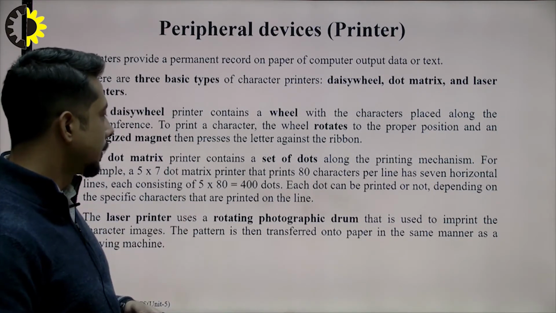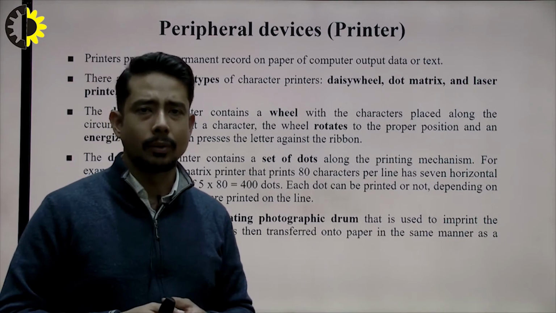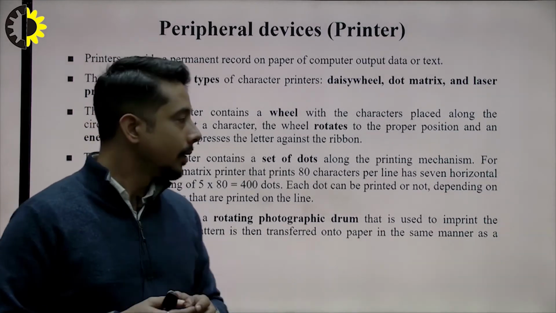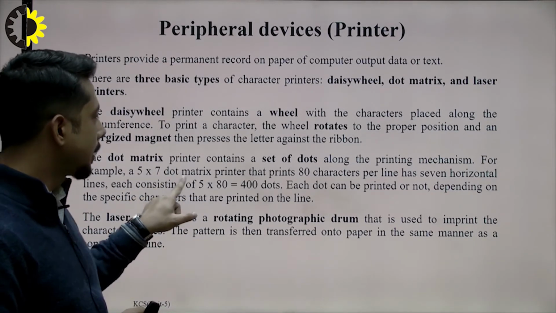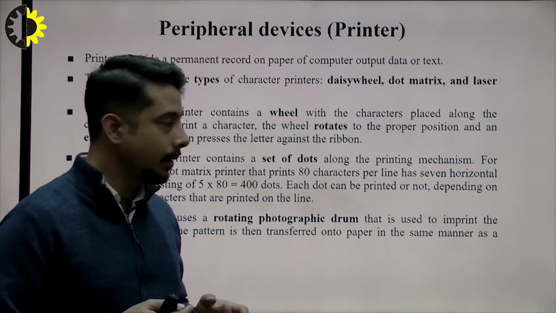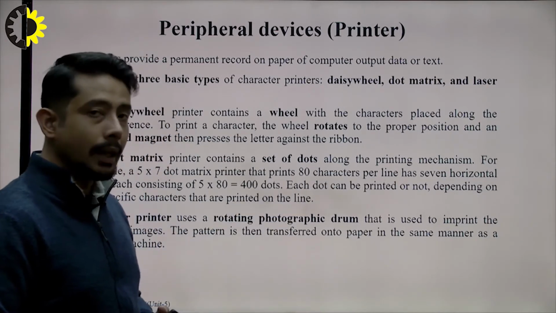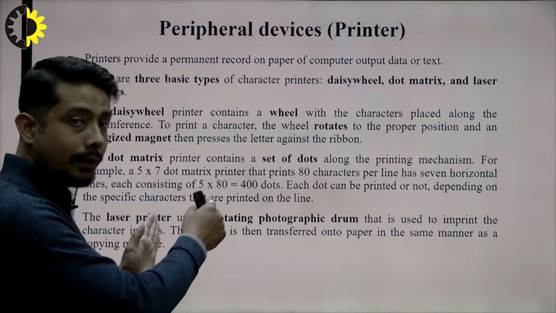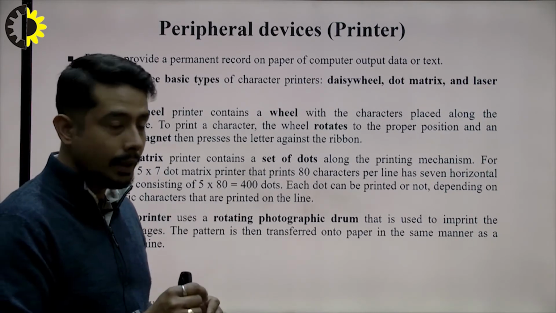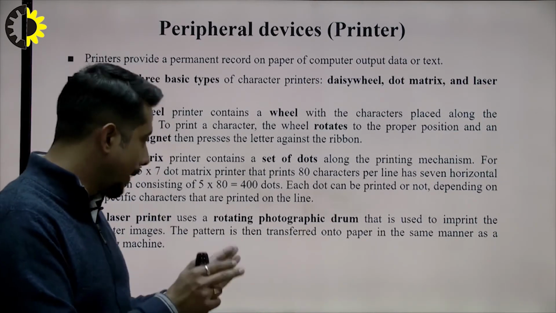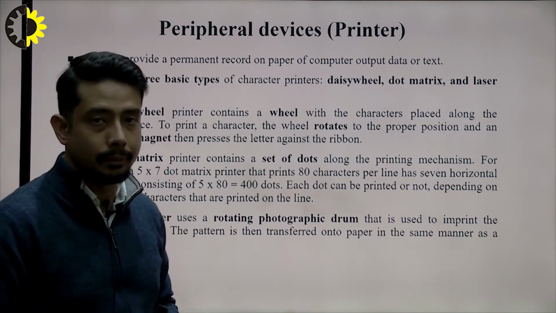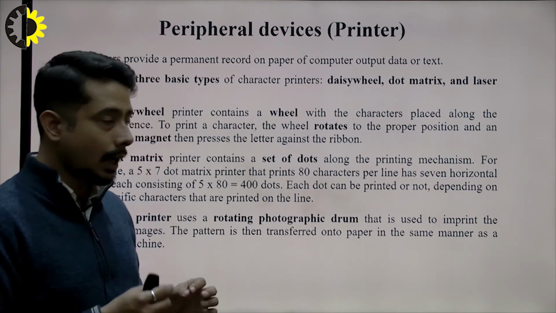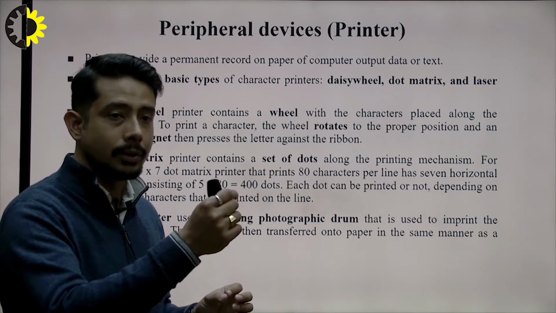Then comes the dot matrix printer. A dot matrix printer works with a set of dots along a printing mechanism. For example, take a 5x7 dot matrix printer that prints 80 characters per line, with 7 horizontal lines. Each line consists of 5x80, that means 400 dots, and each dot can be printed or not, depending on the specific characters printed on the line. So this is the small working principle of a dot matrix. I am not going into detail, but that is how the dot matrix and the daisy wheel work.